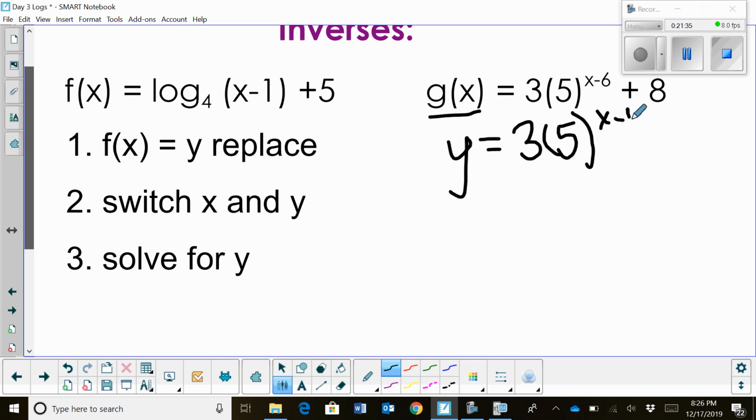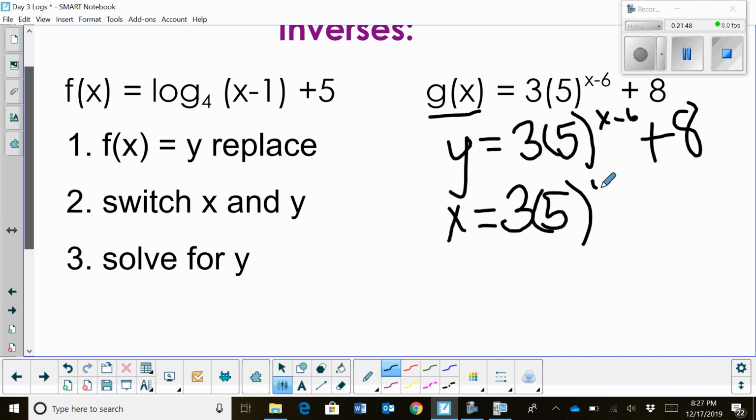And everything else stays the same. Just make sure we have an x and a y in the equation. Second step, switch x and y. So x replaces y, and then in the exponent, I'm going to put y minus 6. So that part's pretty easy. Replace f of x or g of x in this case, and then switch x and y.